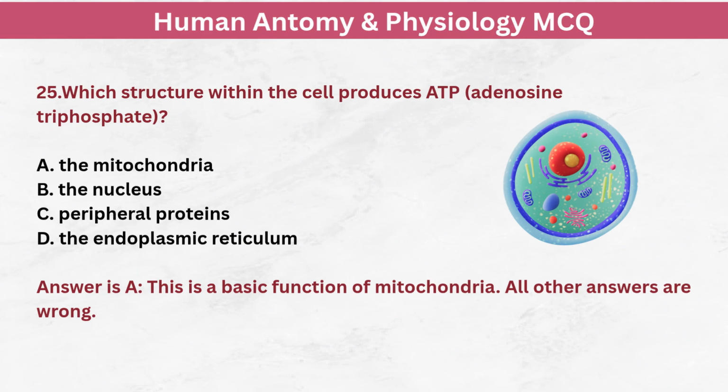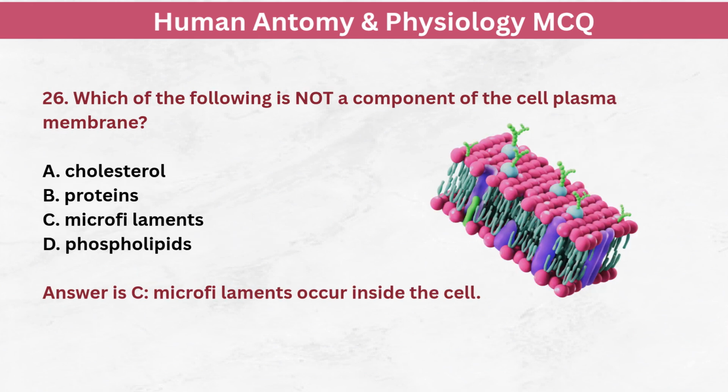25. Which structure within the cell produces ATP, adenosine triphosphate? A. The mitochondria, B. The nucleus, C. Peripheral proteins, D. The endoplasmic reticulum. Answer is A. This is a basic function of mitochondria. All other answers are wrong. 26. Which of the following is not a component of the cell plasma membrane? A. Cholesterol, B. Protein, C. Microfilaments, D. Phospholipids. Answer is C. Microfilaments occur inside the cell.